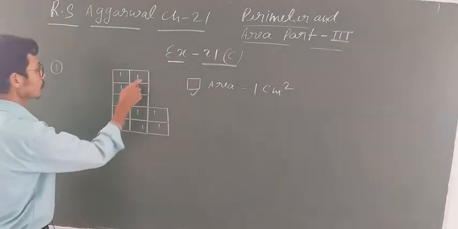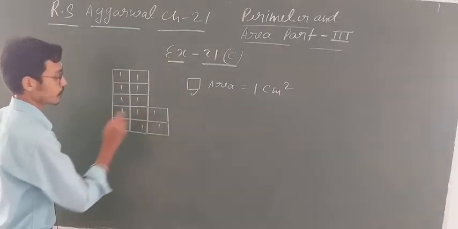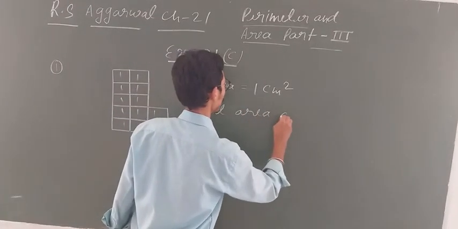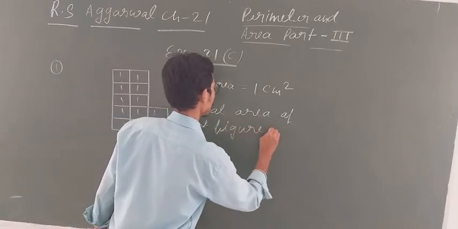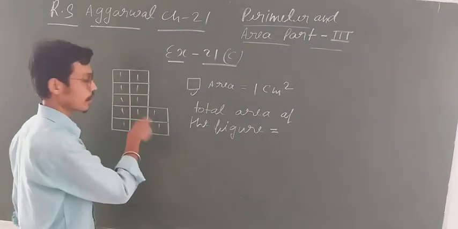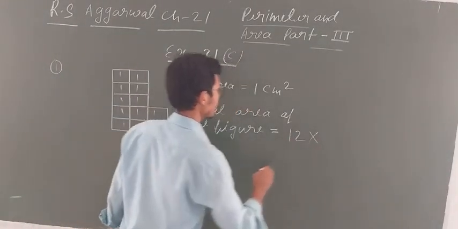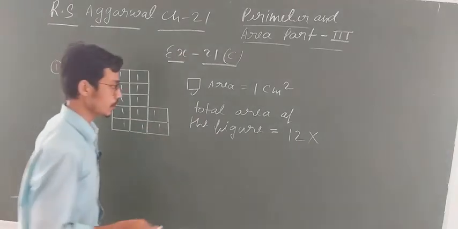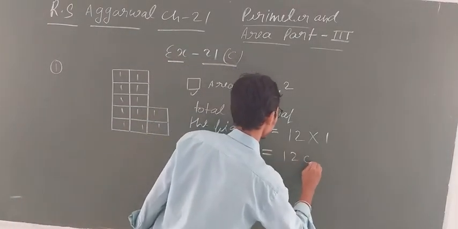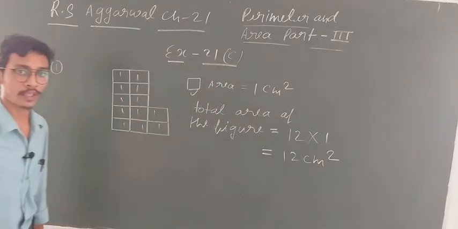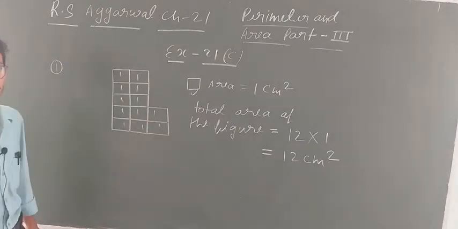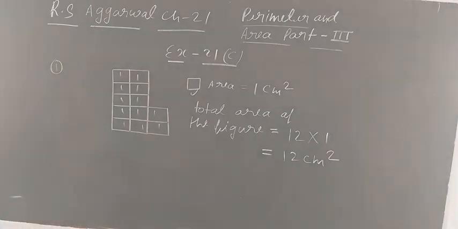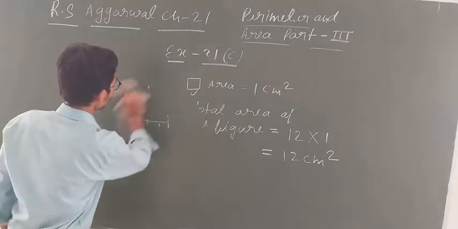So how many squares are given? 1 2 3 4 5 6 7 8 9 10 11 12. Clear? So the total area of the figure is equal to what? Total how many squares are given, student? 12. And the area of 1 square is 1. So we will write 12 square centimeters. Clear, student? Why? Because the area of 1 square is 1 square centimeter, so the area of the total squares is 12 square centimeters. You will multiply by 12. Clear, student? So by this you can find the solution of this question.